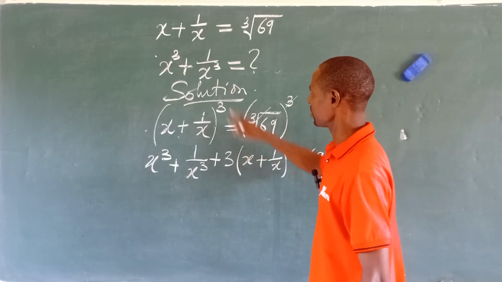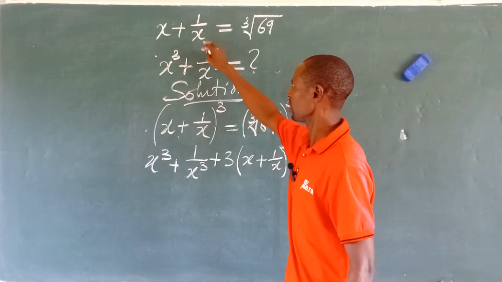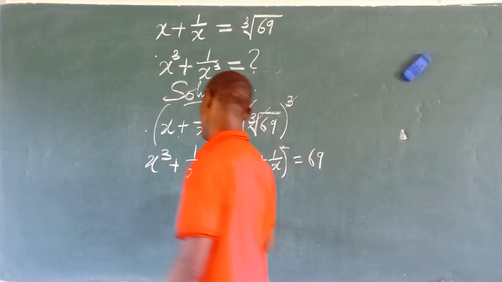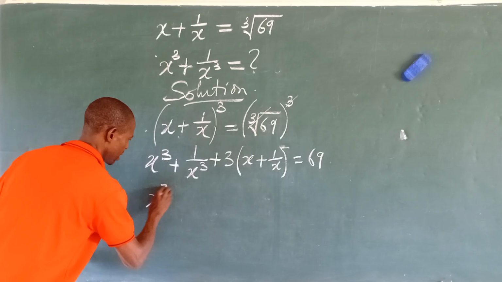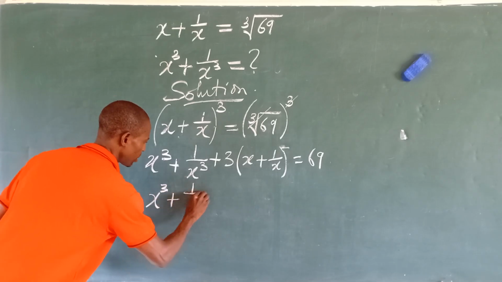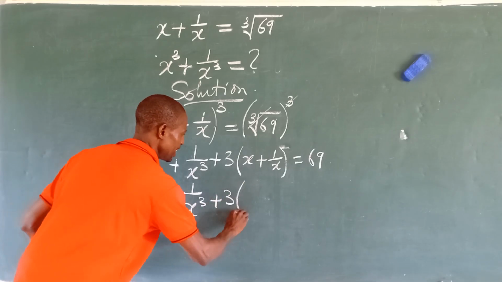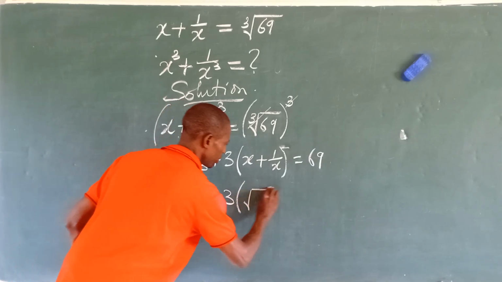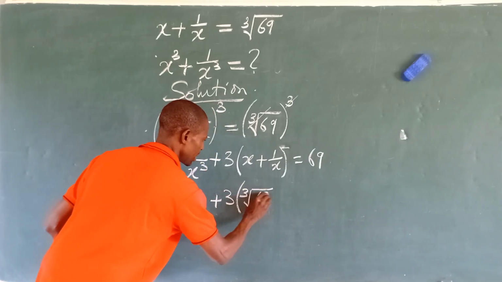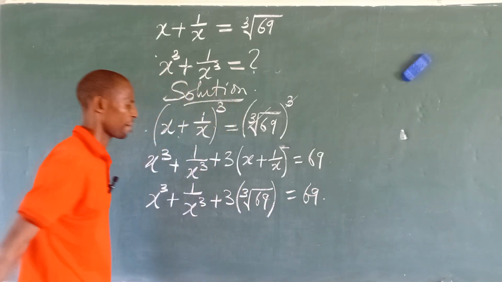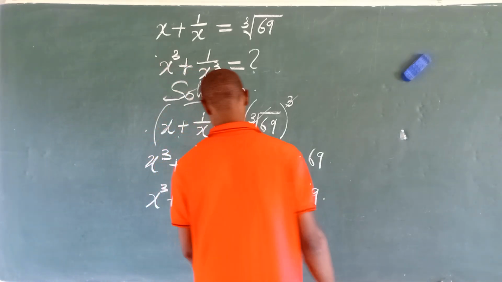Remember, from our question, we have x plus 1 all over x, which is this. So we can substitute that into the system. If we do that, this is going to give us x to the power of 3 plus 1 all over x to the power of 3, then plus 3 into the cube root of 69, close bracket, equal to 69. Easy. All right.